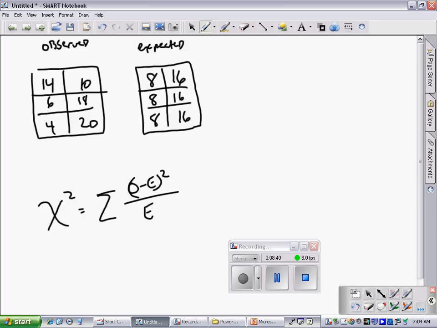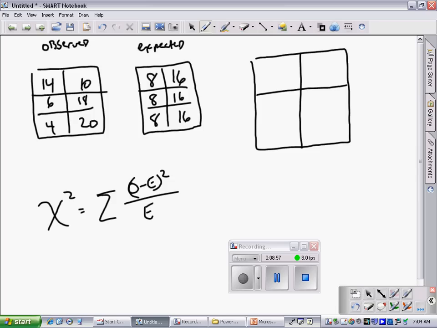Some of you may be asking about conditions. I'll come back to conditions at the end of all this and explain how those fit in. But observed minus expected squared over expected, and I'm going to do that for each cell. I need a little bit more room on this one, so I'm going to draw it a little bigger. So the first cell, the top left cell, is observed minus expected squared over expected.